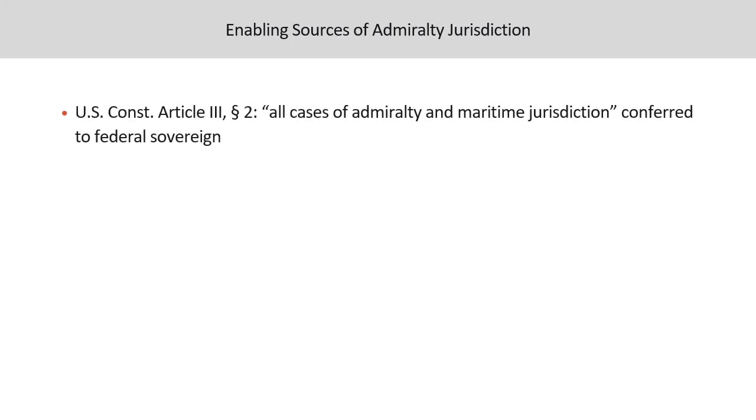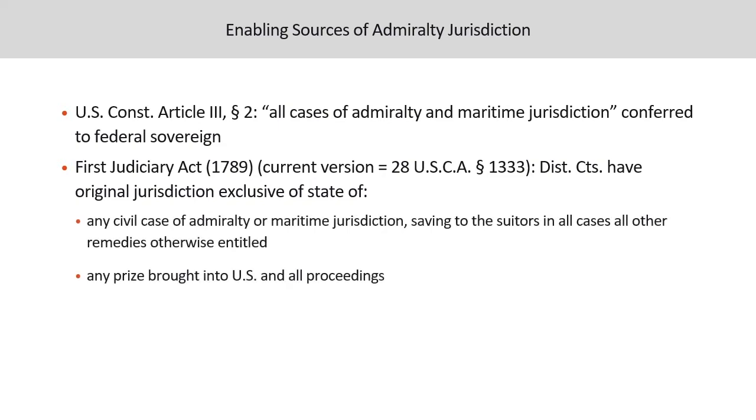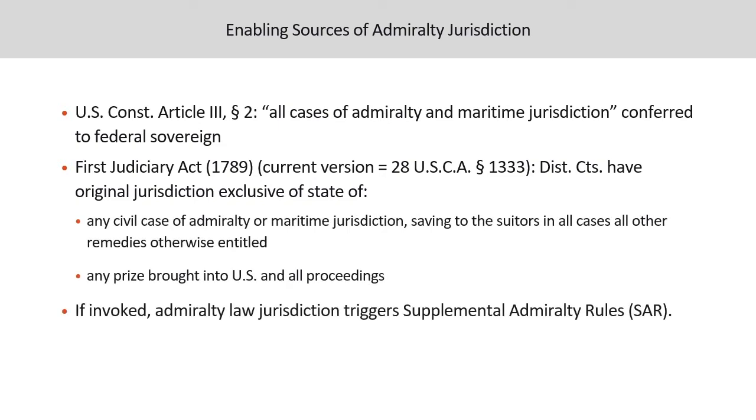Where does admiralty jurisdiction come from, you may ask? Well, as we said earlier, it predates American civil jurisprudence. However, in the United States Constitution, it was formally introduced in Article 3, Section 2, which provided that all cases of admiralty and maritime jurisdiction would be conferred to the federal sovereign.